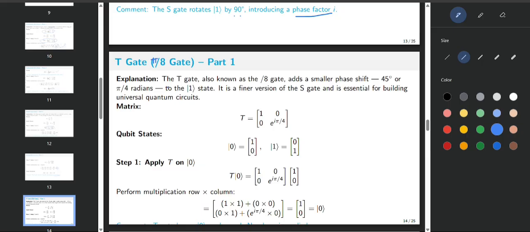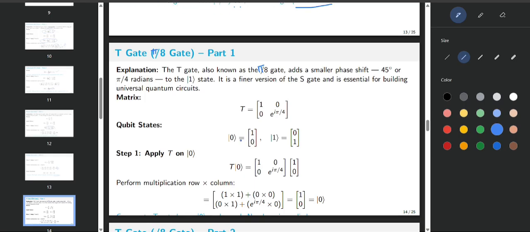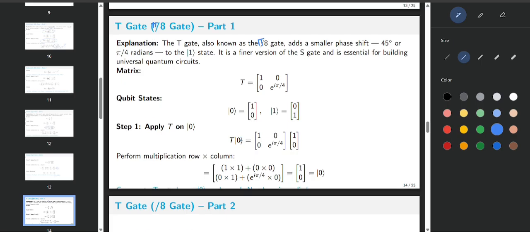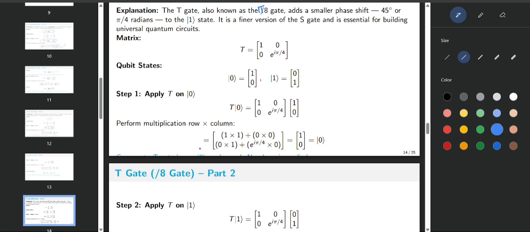One more gate is the T gate. Here I missed one thing: we call it the pi by 8 gate. I think there are some minor corrections here. So this is pi by 8. The T gate, also called the pi by 8 gate, is like a softer version of the S gate. It rotates the ket 1 state by only 45 degrees, whereas the S gate rotates by 90 degrees.